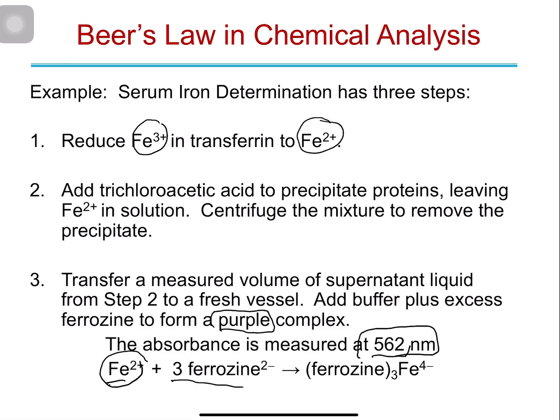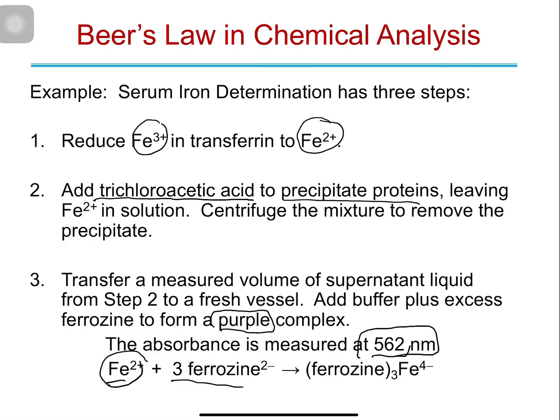So the first thing I need to do is to reduce the iron in the transferrin from the ferric state into the ferrous state. And then I need to precipitate the proteins to get rid of all the proteins from the serum. In this case, I will only separate the iron as a supernatant. So we will add trichloroacetic acid, and trichloroacetic acid will precipitate the protein, and that will leave the ferrous in solution. To get rid of the protein and only have the solution, we will centrifuge this, so the protein will precipitate and we will have a supernatant that will have the ferrous.